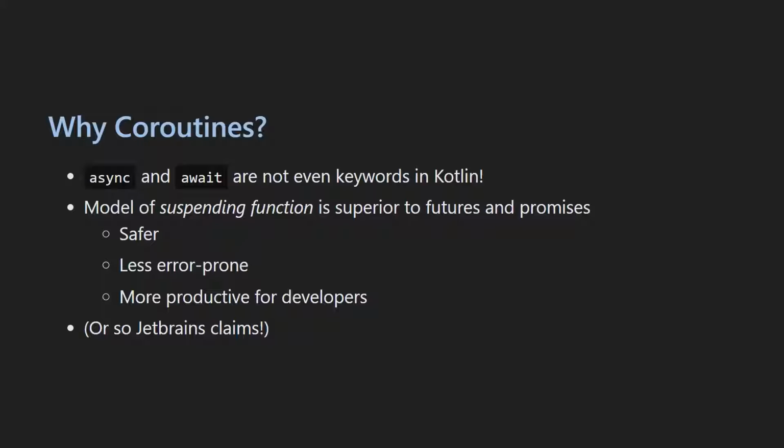So coroutines are used as opposed to futures and promises because their model of suspending function is supposed to be safer, less error prone, and more productive for developers than the typical method of futures and promises. And async and await are not even keywords that you can use in Kotlin.